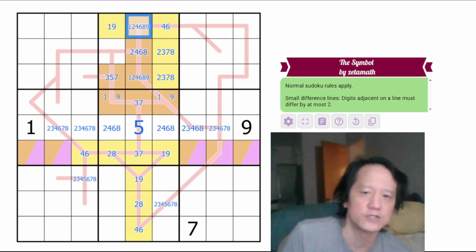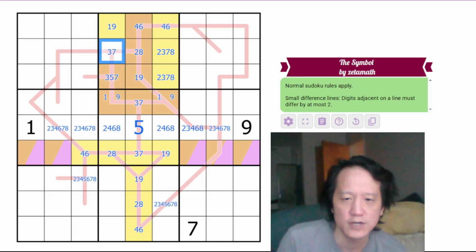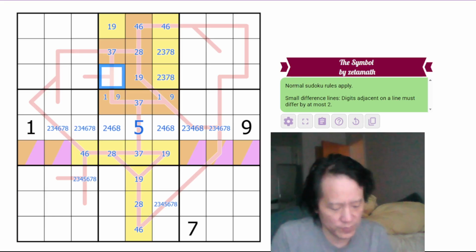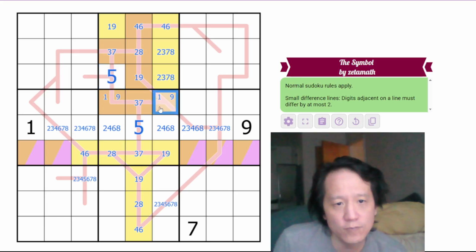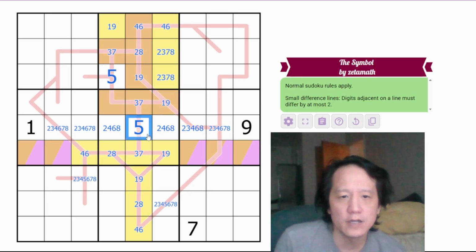Since this is yellow 4, 6, it must be next to the orange 4, 6, which must be next to the orange 2, 8, which must be next to the orange 1, 9. 2, 8 orange cannot be next to 5, so it must be next to the orange 3, 7, which means this is not orange. This is a 5. So this is 5, 1, 9, which 1, 9 cannot be next to. So this is orange 1, 9. Okay, so these are all the yellows. So this cannot be yellow. This has to be orange.